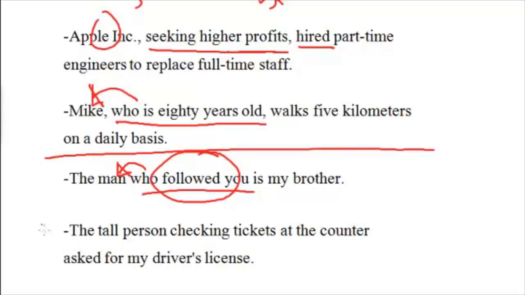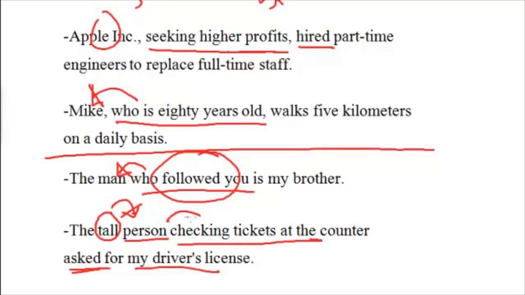What about this one over here, this last one? The tall person checking tickets at the counter asked for my driver's license. So this is a little bit longer. So what is the subject? Person. And what is the person doing? This person is checking tickets, but what did he do? He asked, right? Person asked for something. That's the main idea. So the extra information here, this one has an adjective that's describing the person. And "checking tickets," this is what the person's doing, right? The person checking the tickets asked for my driver's license.